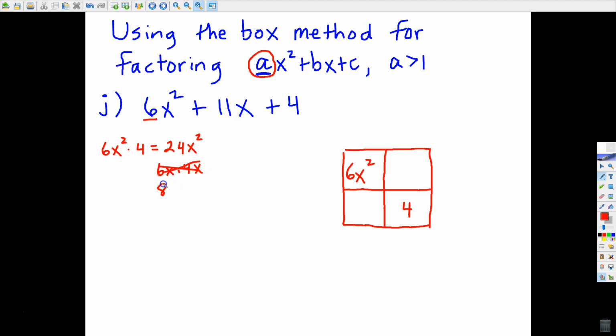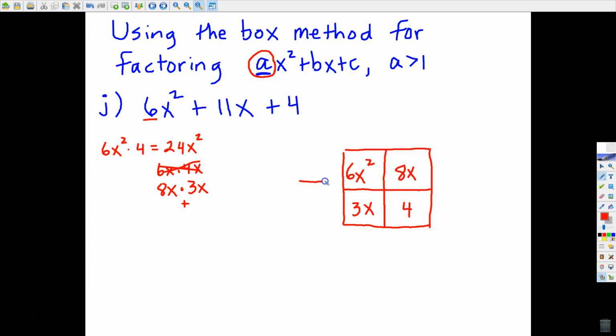What would work is this, 8x times 3x. Those are factors of 24x squared, and those two terms also add together to give me the middle term of the given problem. So when I find them, I'm going to write them in the other squares, and it doesn't matter where you place them. You can switch these up and you'll get the same answer.